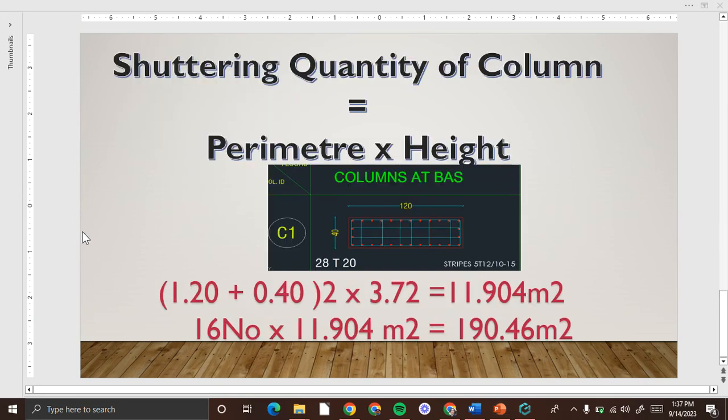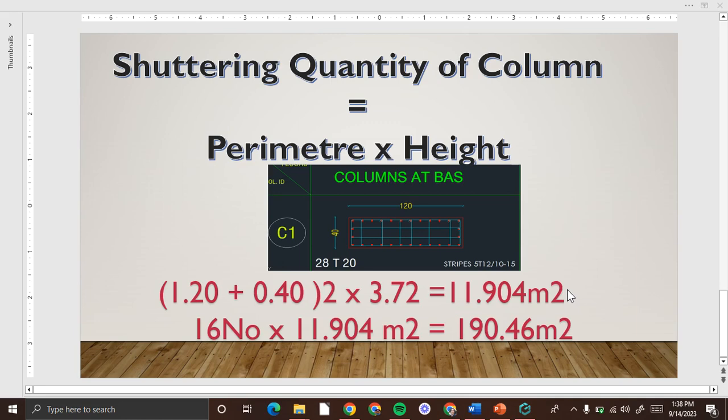Calculate the shuttering quantity of column. For calculating the shuttering quantity of a column, we have to get the perimeter and height. We already know the perimeter of this column type C1. Here it is 1.2 meter length, 0.4 meter width. So 1.2 meter plus 0.4 meter into 2, we will get the perimeter of the column, into height of the column we already calculated, it is 3.72 meter. So perimeter into height we will get 11.904 meter square as the shuttering area of the column.